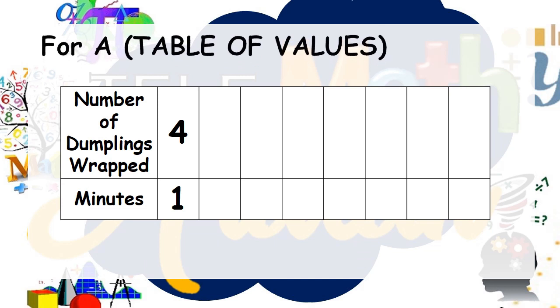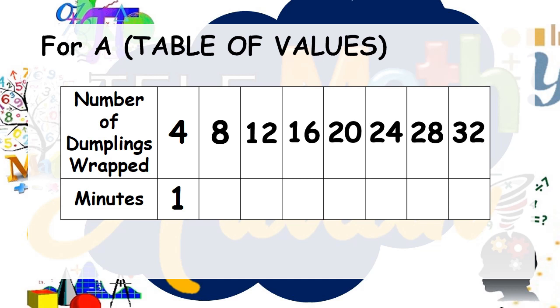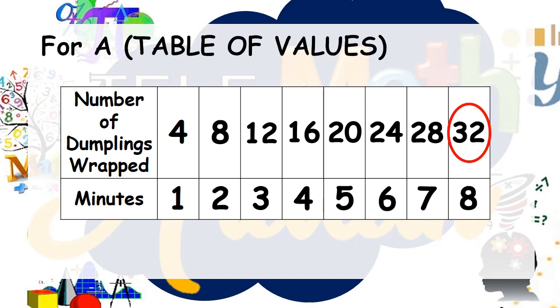For letter A, table of values, we will complete the table using the given information provided in the problem. Since a vendor can wrap 4 dumplings per minute, we will add 4 dumplings for every minute until we reach 32 dumplings. Using this table, we can say that the vendor was able to wrap 32 dumplings in 8 minutes.